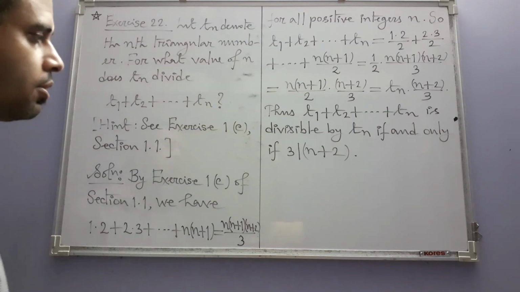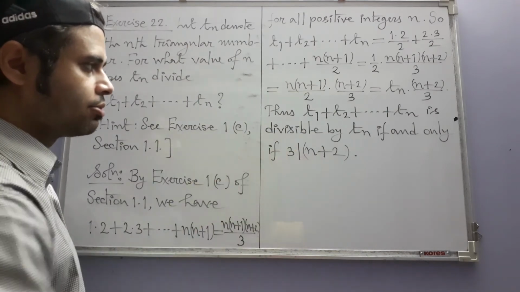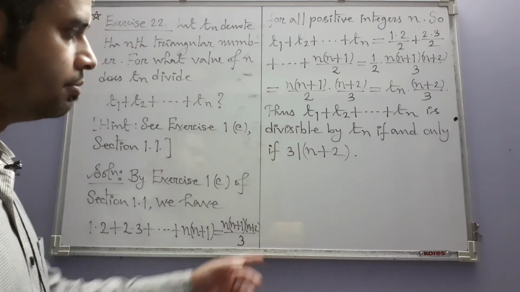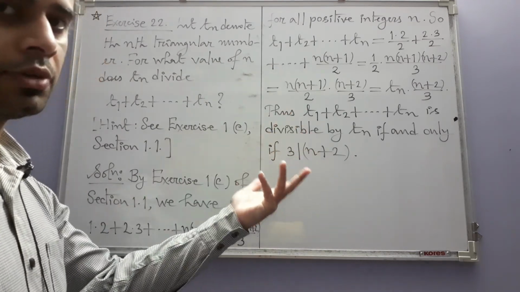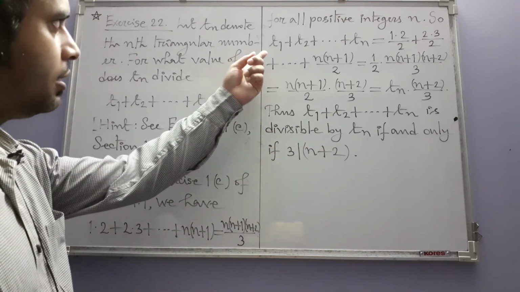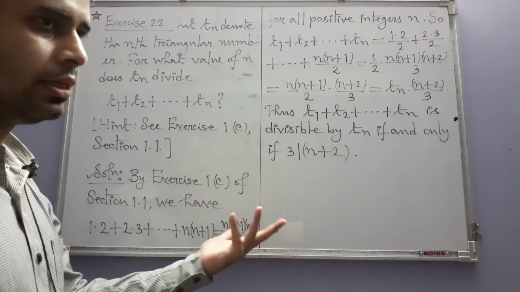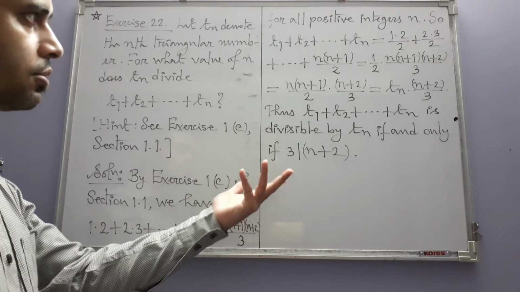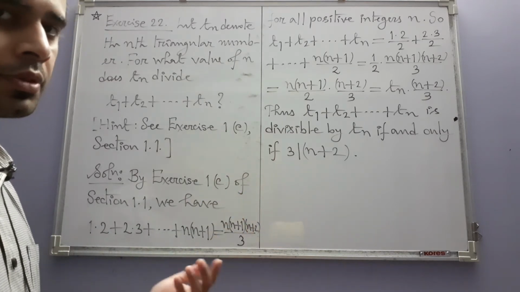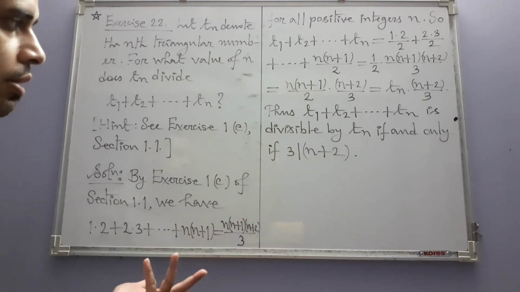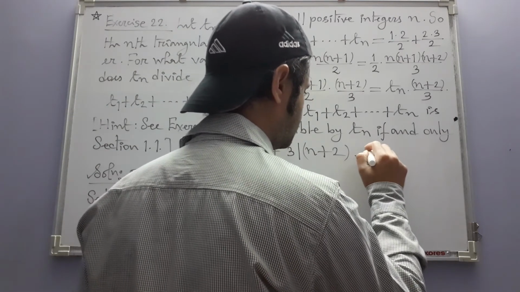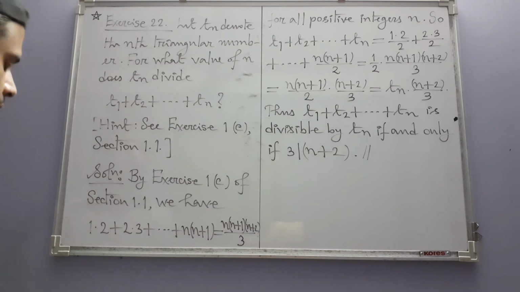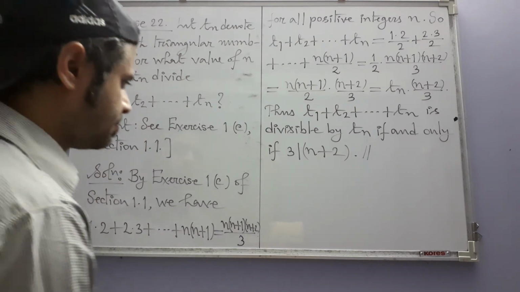So for example, you can take n equal to 1, that will do, because 3 divides 3, and which is something very trivial. When n is 1, this sum is just t1, which of course is divisible by t1, and other values of n will also exist. So that ends the solution.